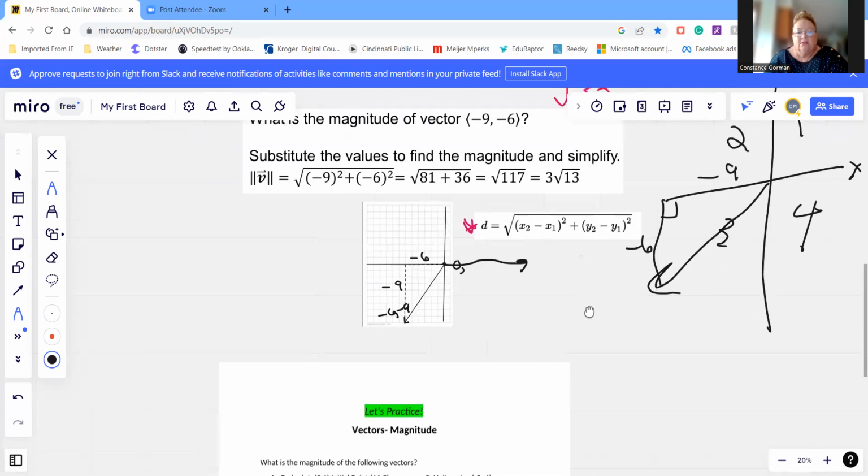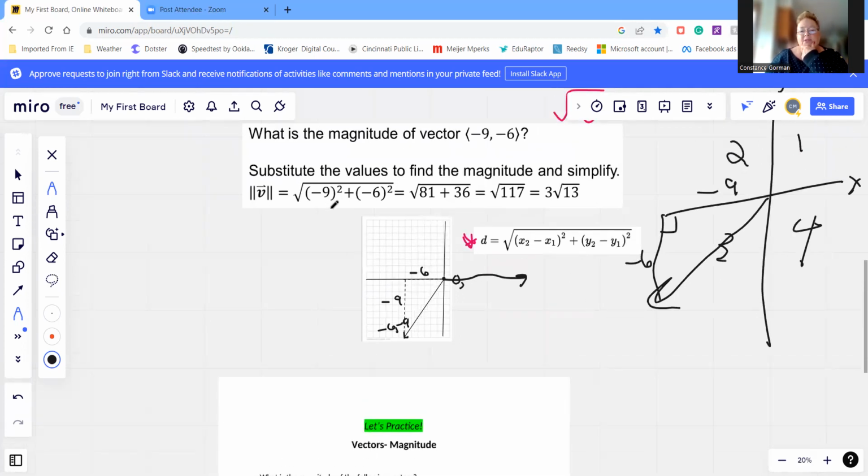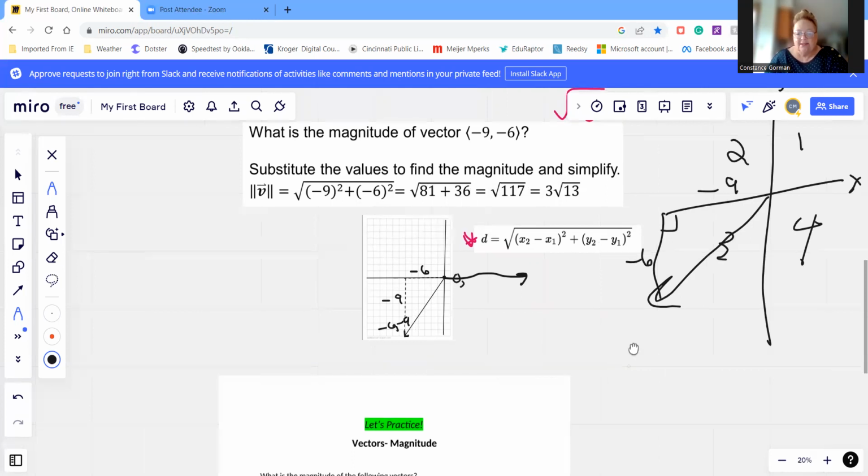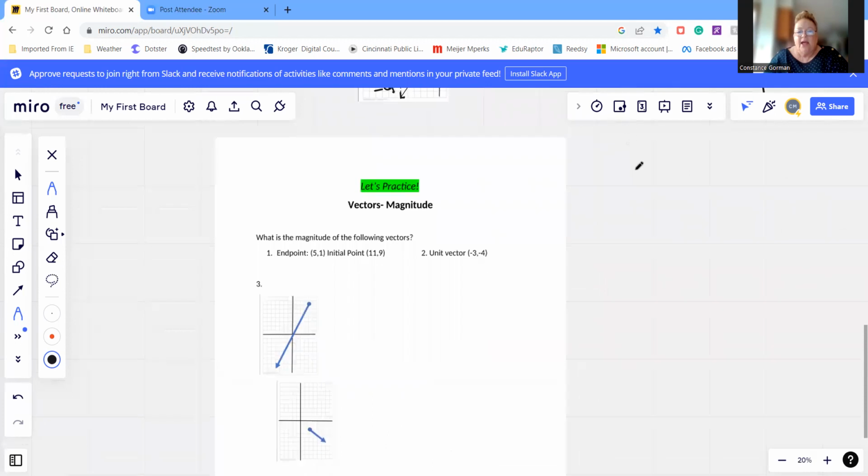And here, this is what you should have in your notebooks. We've substituted in the appropriate values. We simplified here, more simplification. And now we simplified the radical, which all of you know how to do. Okay, at your desk, go ahead and copy down these problems, just 1 and 2 for now, and determine the magnitude of the vector given this information.